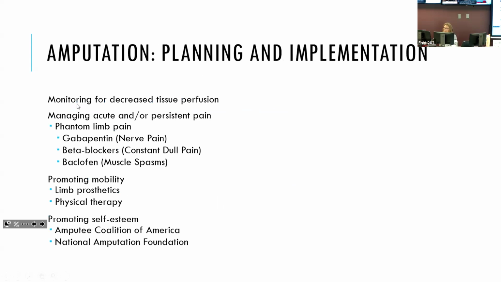So planning and implementation, you want to monitor for decreased tissue perfusion and watch out for that. Manage their pain. If they have the phantom limb pain, they'll use Neurontin or gabapentin a lot for the nerve pain. They can use beta blockers that can help with that dull pain. And then baclofen, a muscle relaxer for muscle spasms. And then to promote mobility through limb prosthetics, and then of course with physical and occupational therapy. And then to promote self-esteem, there's organizations that they can join, like the Amputee Coalition of America and the National Amputation Foundation.